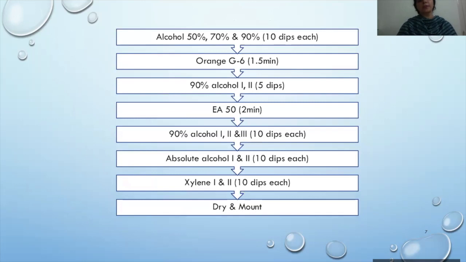Then again it is washed in alcohol. Again dipped in eosin azure for 2 minutes. Again washed in 3 steps of alcohol, 10 dips each. Then again washed in absolute alcohol. Then it is cleared in xylene, which is the clearing agent. And then the slide is dried and mounted. And then the slide is ready for the microscopic examination.